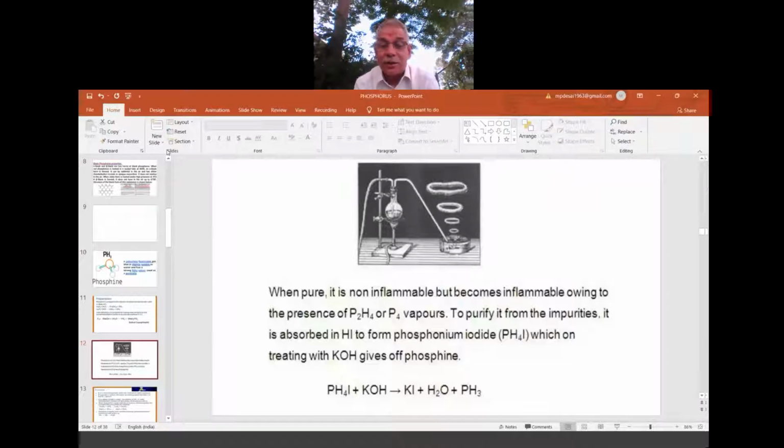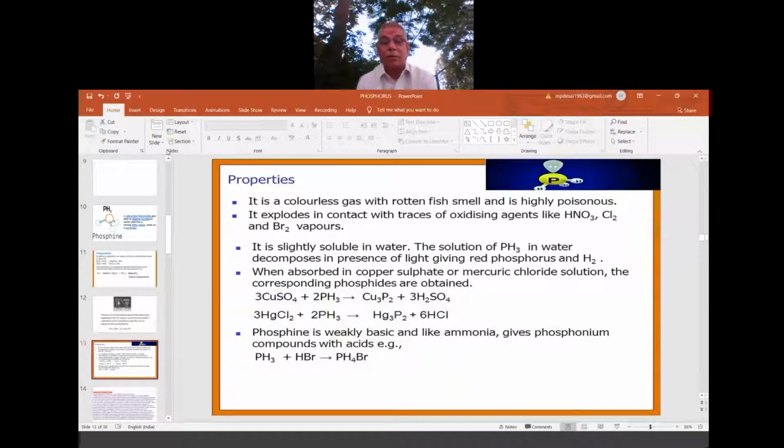Then that phosphonium iodide is taken separately. One more method is there, that is with KOH. It is made to react once again separately. KOH will remove all the impurities except PH3. So PH3 comes out separately, leaving behind all the impurities, and that is the pure form of PH3, which we collect by the downward displacement of water in the laboratory. So that is how to purify it. The properties are very interesting.